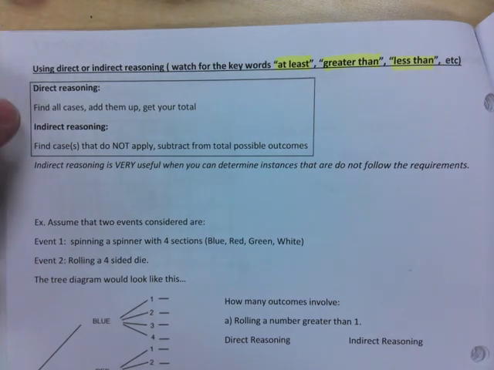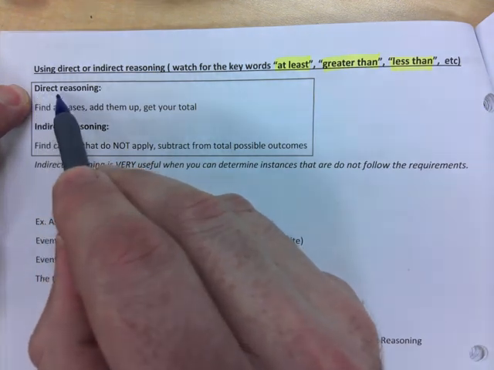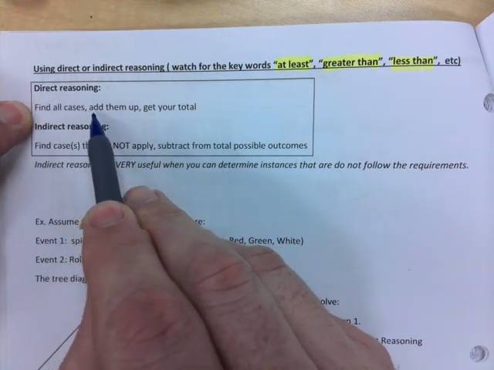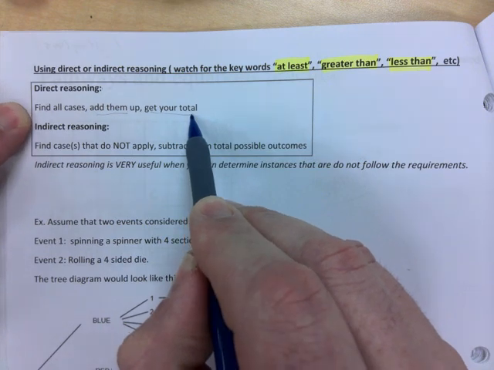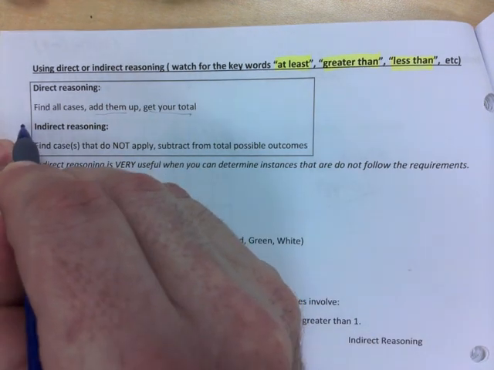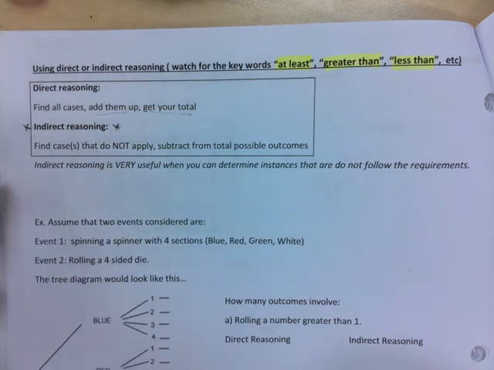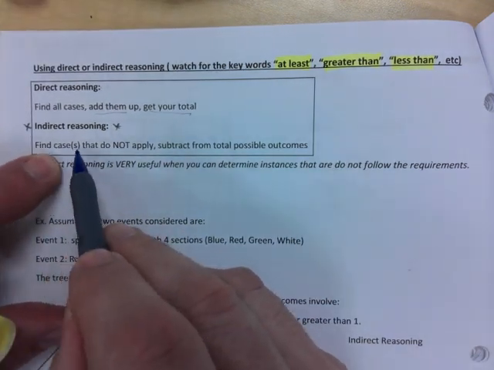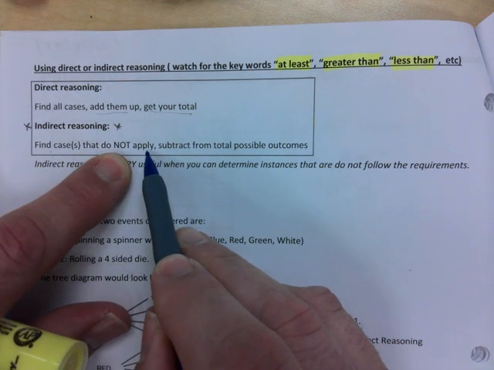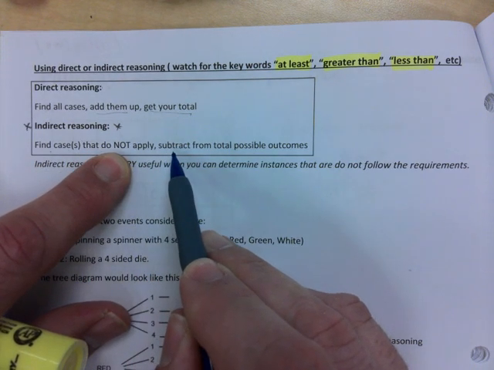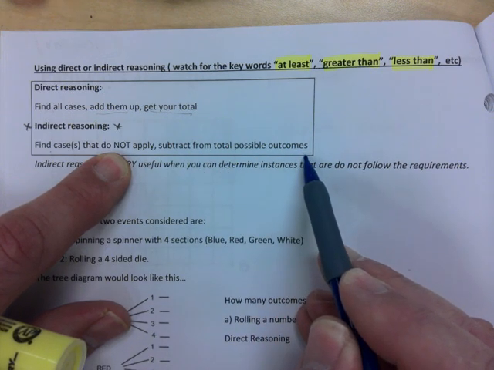So what's the difference between the two? Direct reasoning, I think the name says it all. You find all the cases, you add them up, and then you get your total of possible scenarios that apply. Indirect reasoning, right? That's different. You find the case or the cases, it depends on the scenario, that do not apply. And then we subtract it from total possible outcomes, right, to get your answer.